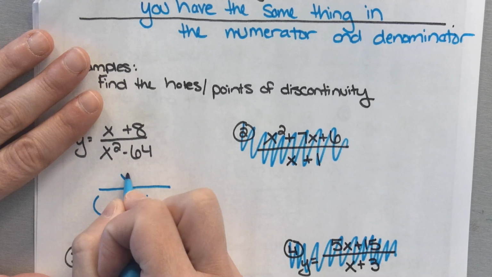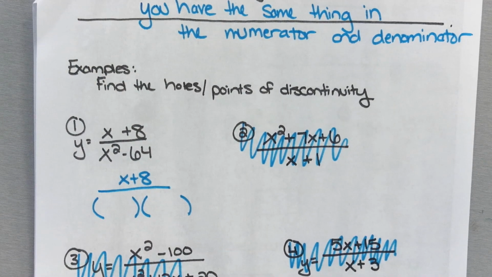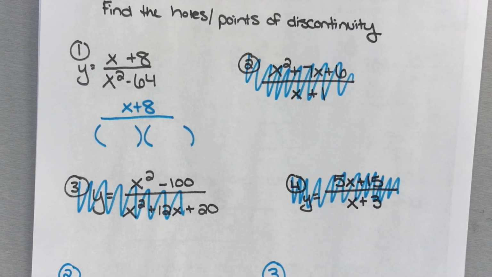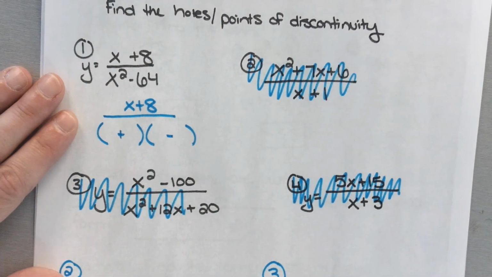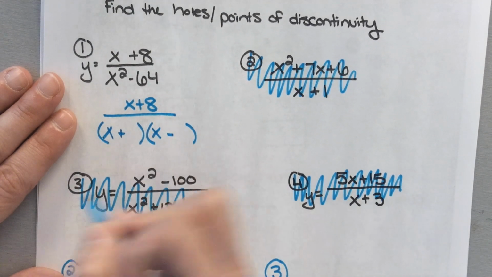If you factor it, think back to yesterday, because we were doing some factoring yesterday, right? What would that factor into? Start with your signs. What signs go in? Plus and minus. What goes in front? X. What goes second? 8.